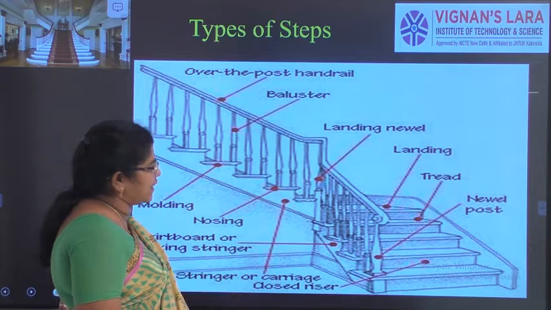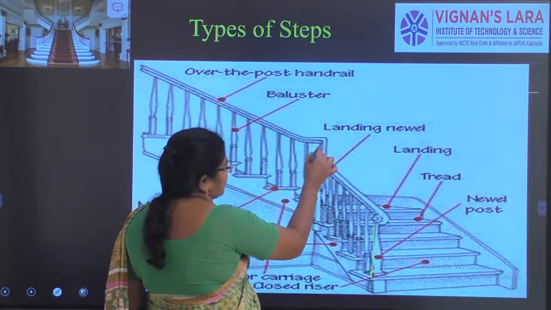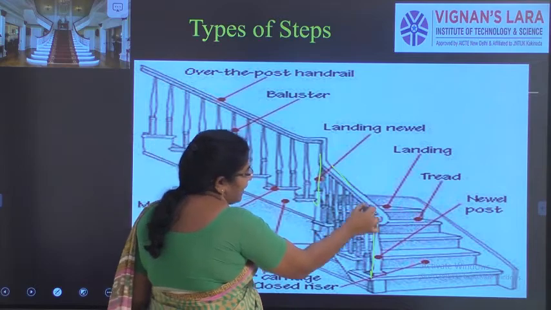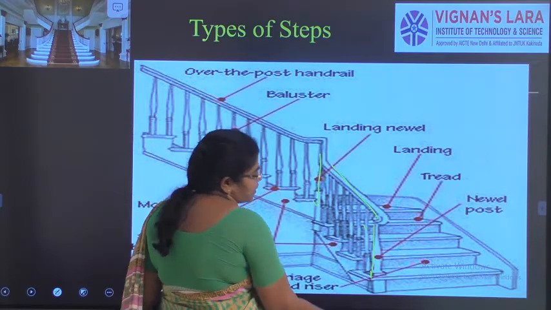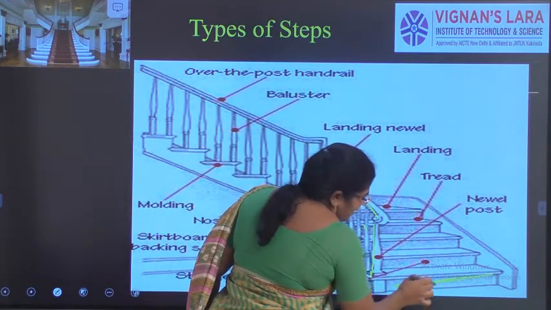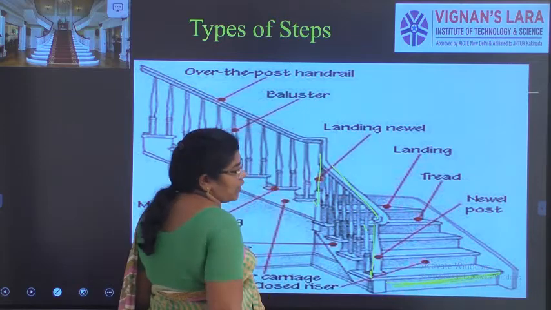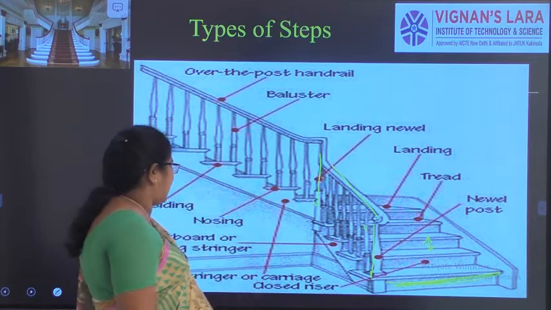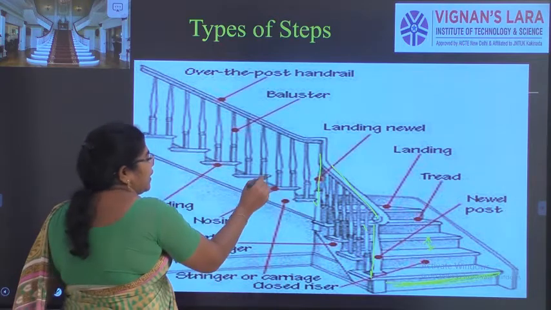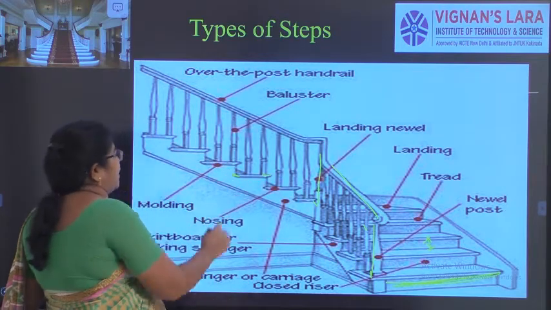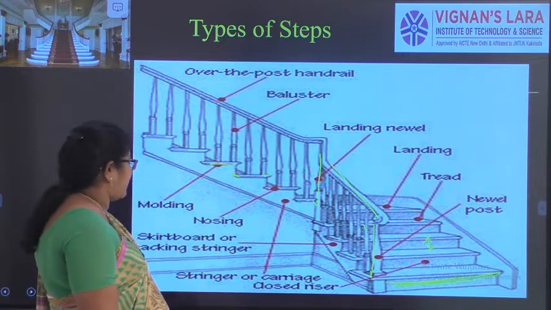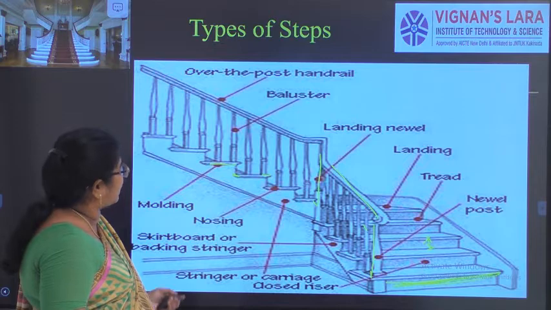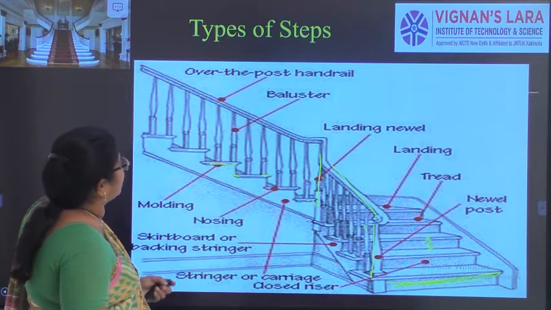And here we can see, this we call the newel post. The handrail is resting on it. This is the handrail. This I call the balusters. This horizontal portion I call the tread. The vertical portion I call the riser. And this extension we call the nosing. The bottom post I call the molding, and there are other things too. It is very important to know these things.